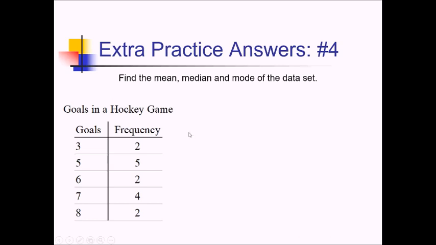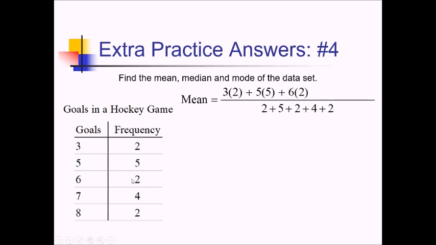So let's first figure out the number of games by adding up this frequency column here. So that would be 2 plus 5 plus 2 plus 4 plus 2, and we'll actually add it together in just a moment. Now for the goals scored in all the games, we have to multiply the goals by the number of games. So we have 3 times 2, plus we had 5 goals in 5 games, so that's 5 times 5. And next we had 6 goals in 2 games, so 6 times 2. Then 7 times 4. And then plus 8 times 2. And I'll do all of that on the calculator before I divide it.